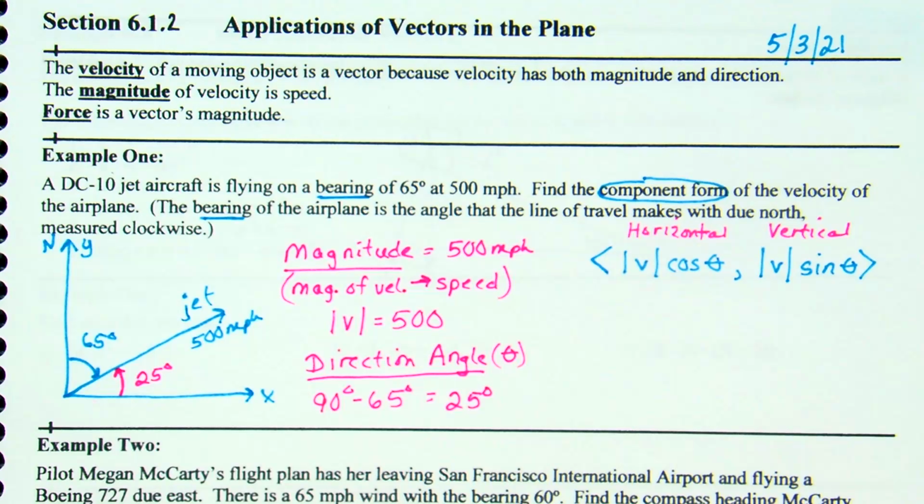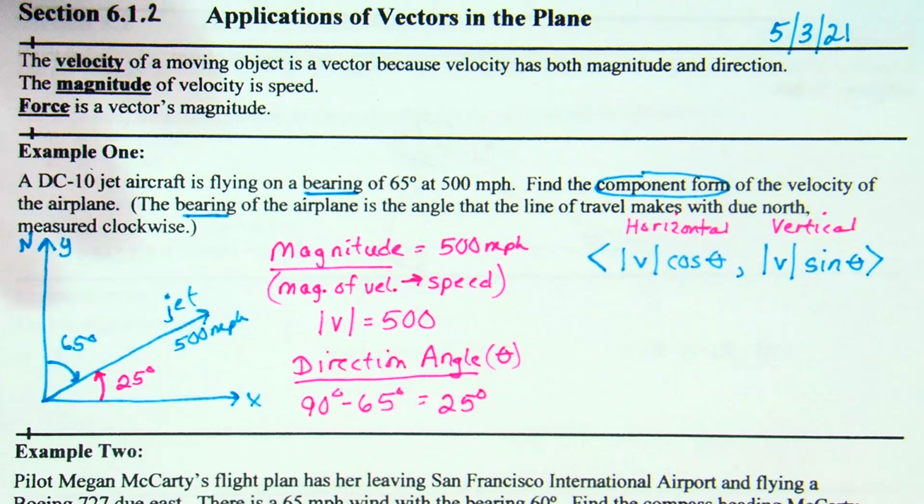Okay, can you find the component form now? We know the absolute value of V, we know theta. So plug them in. In order to find the first part, or in other words, the A, what am I using for absolute value of V? 500 times cosine of 25 degrees. That is a calculator type problem, right? So 500 cosine 25.